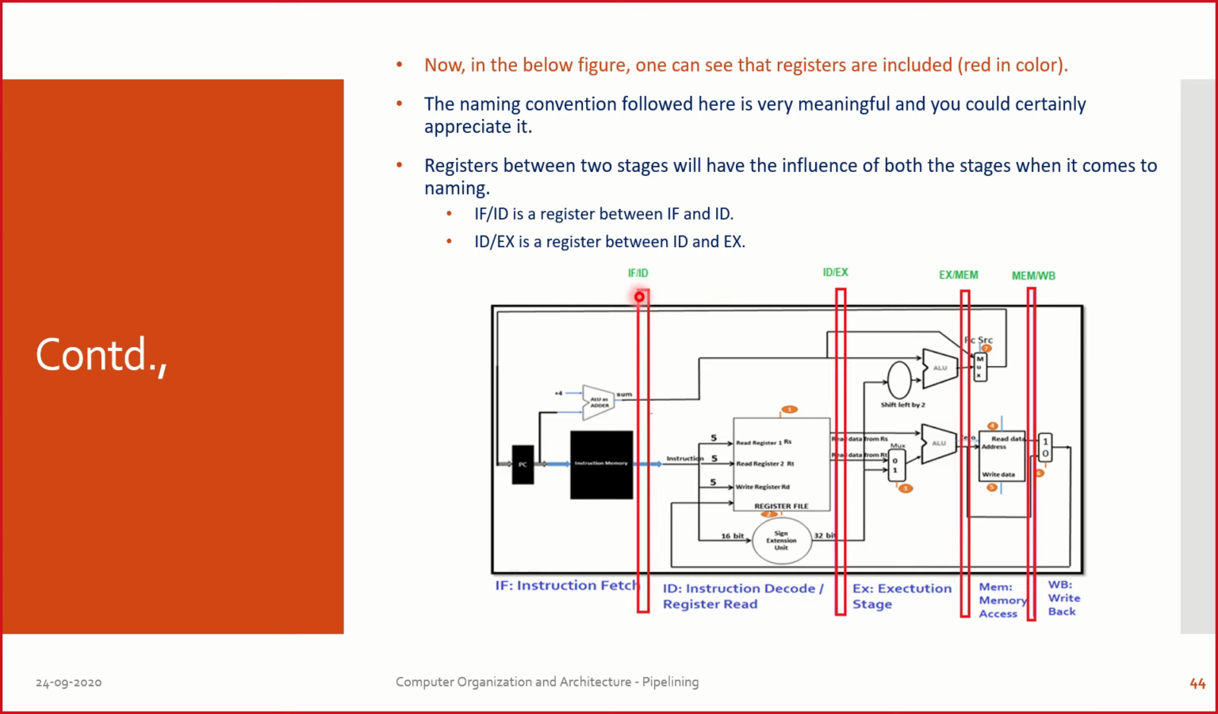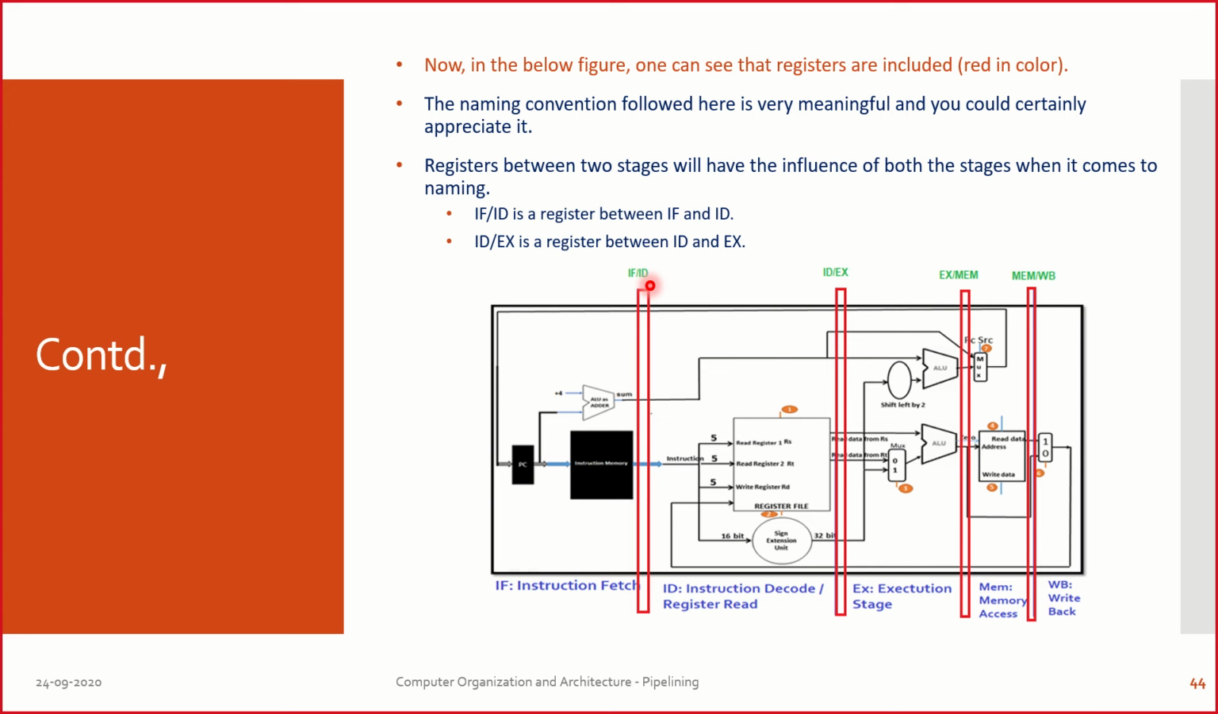Remember, the register which is going to be kept in between the IF and ID is called the IF/ID register. So this register has to be named IF slash ID, and it is very important to name it that way to indicate that this register serves both the stages. That's very important, right? So what is the second register name?